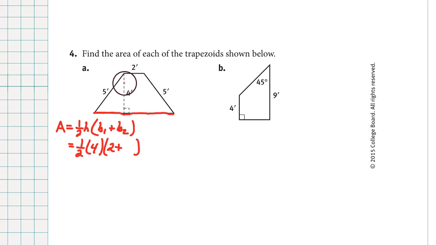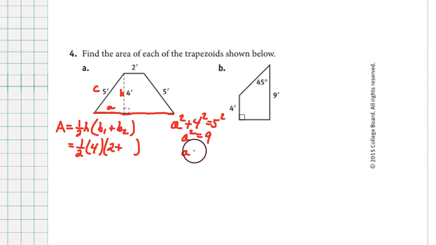Notice that the height is drawn with the dashed line, and that creates a right triangle. The unknown side of the right triangle we could call A. The 4 is the B, and the 5 is the C in the Pythagorean theorem. Over here where there's some space, we could show the Pythagorean theorem. A squared plus 4 squared equals 5 squared. Therefore, A squared equals 9. 5 squared is 25, 4 squared is 16, 25 minus 16 is 9. Taking the square root, we get A is 3.